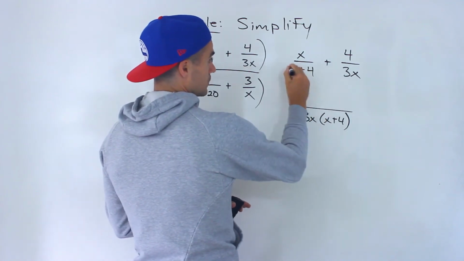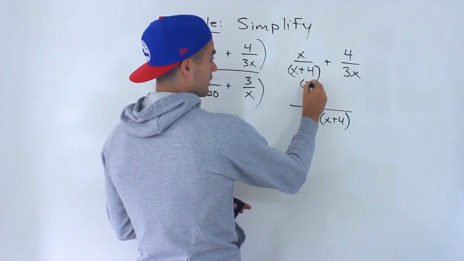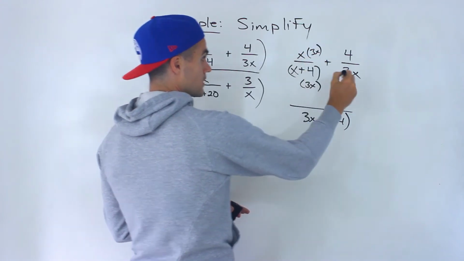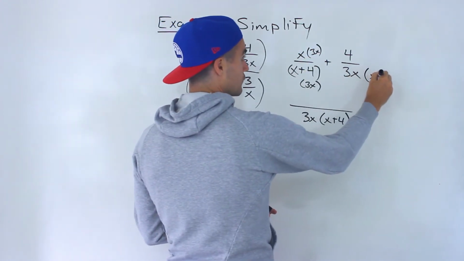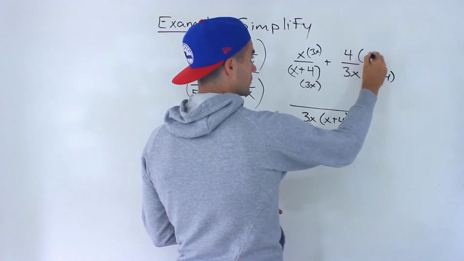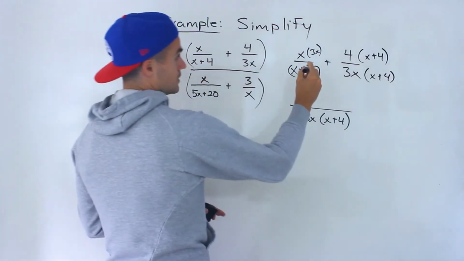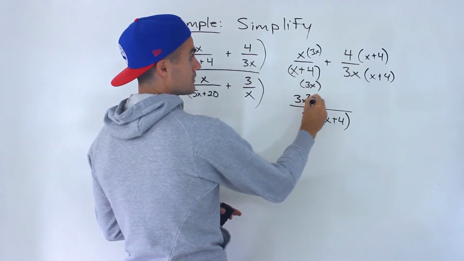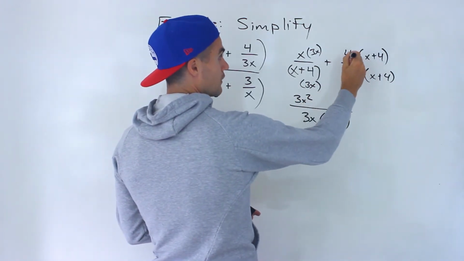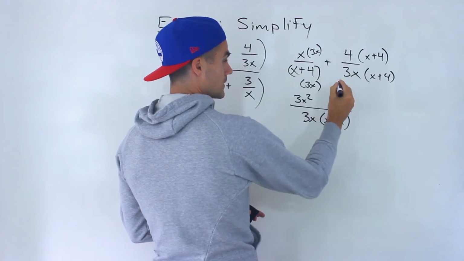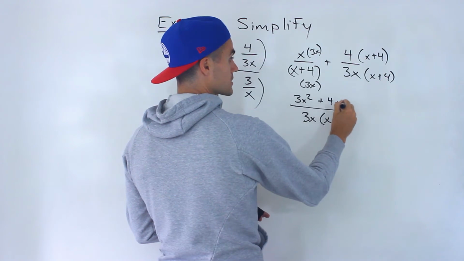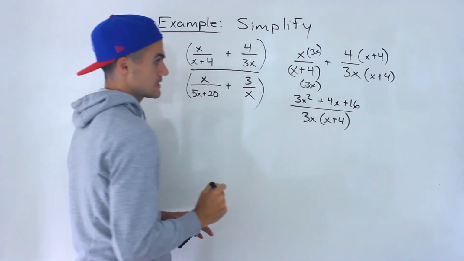So what do we do here? We took the x plus 4, multiplied it by 3x to get this, so we have to take the top and multiply it by 3x. And the 3x, we multiplied it by x plus 4, so we have to multiply the top by x plus 4. What we would end up with is 3x times x is 3x squared, and then here we'll have 4 times x plus 4. If we expand, this would end up being 4x plus 16.